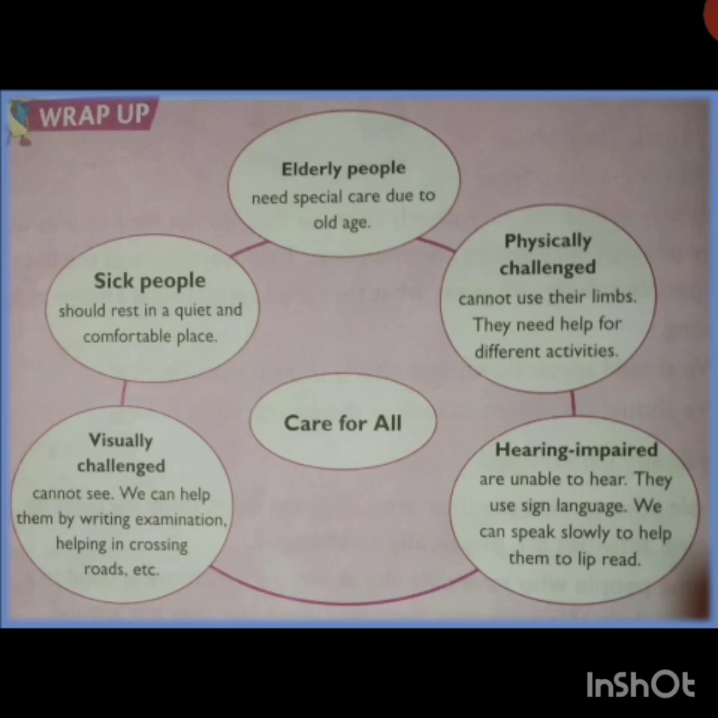In this lesson, you learnt care for all. Care for elderly people: they need special care due to old age. Next, care for physically challenged people: they cannot use their limbs, and they need help for different activities. Next, care for hearing impaired people: they are unable to hear, and they use sign language. We can speak slowly to help them lip read. And next, visually challenged people: they cannot see. We can help them by writing examinations for them, helping them in crossing roads, etc. Next, care for sick people: they should rest in a quiet and comfortable place.